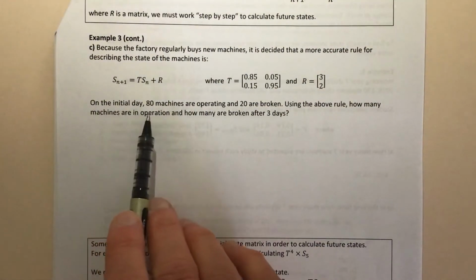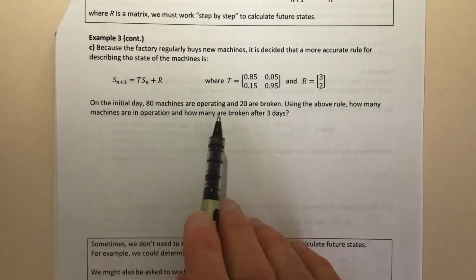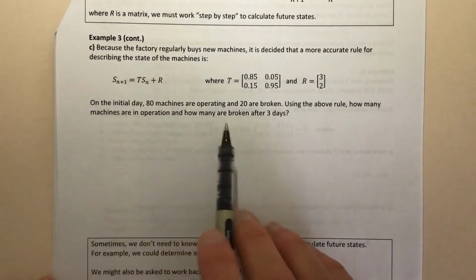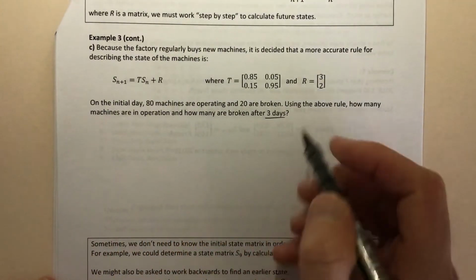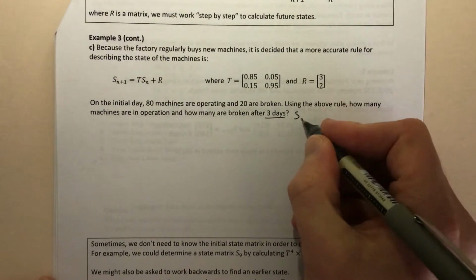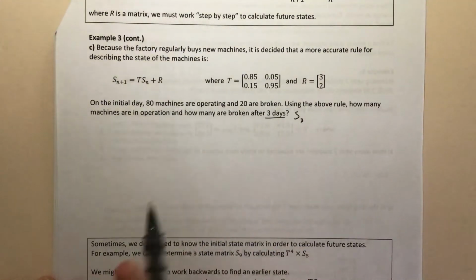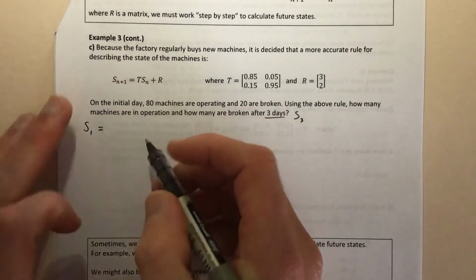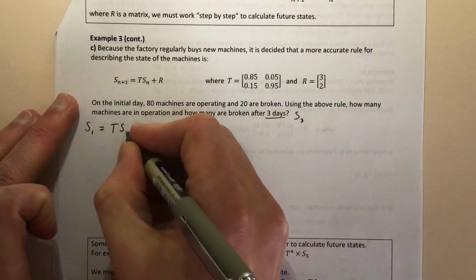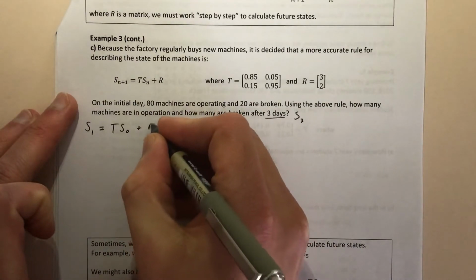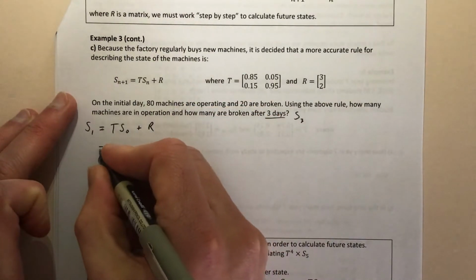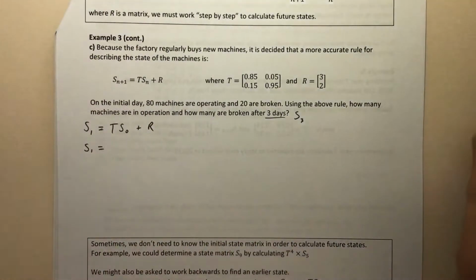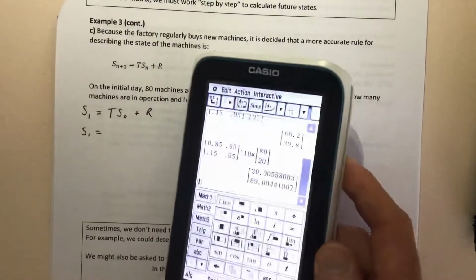So on the initial day, 80 machines are operating and 20 are broken. Using the above rule, how many machines are in operation and how many are broken after 3 days? So we need to work out S3, right? But as we said, we're going to have to do this step by step. So let's get S1 first. S1 will equal T times S0 plus R, right? And all those things are defined already in the question.